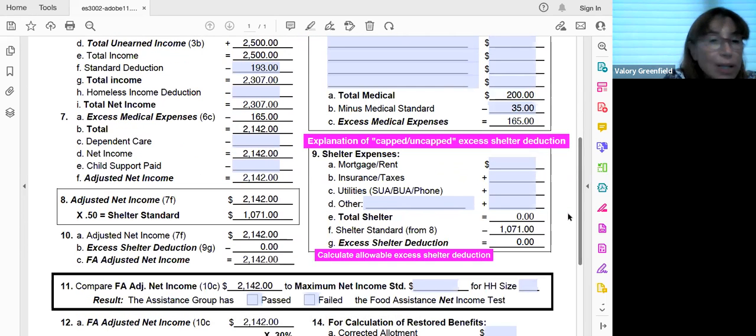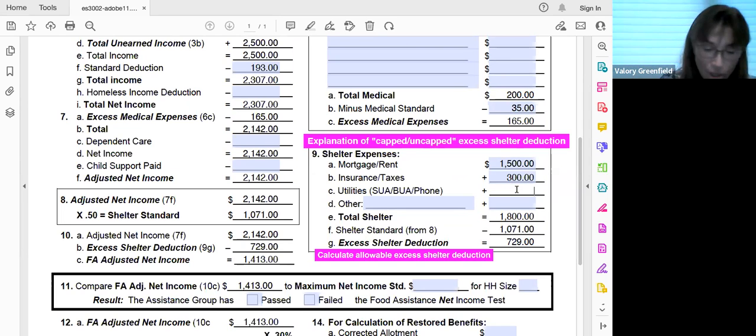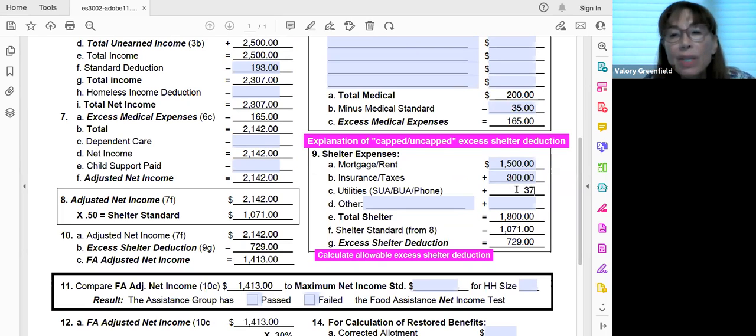So his mortgage, based on our facts, is 1,500. Cindy's going to put the mortgage of 1,500 at 9A. And at 9B, we're going to put 300 because he had real estate and taxes expenses there. And because he has heating and/or cooling, he gets the standard utility allowance. And the chart tells us that that is 376. So Cindy's going to put 376 in there.